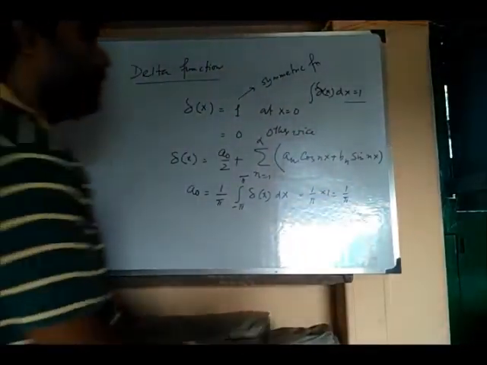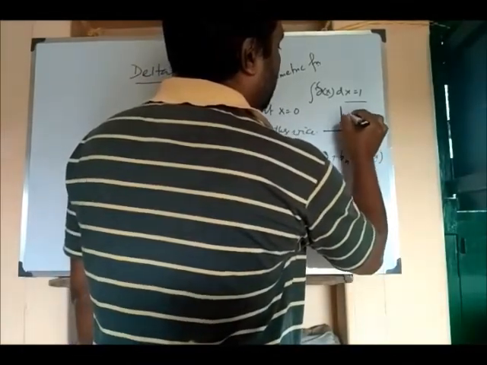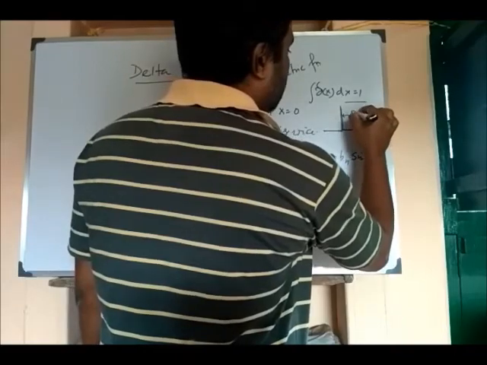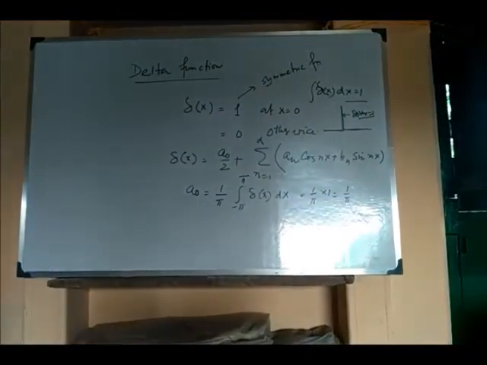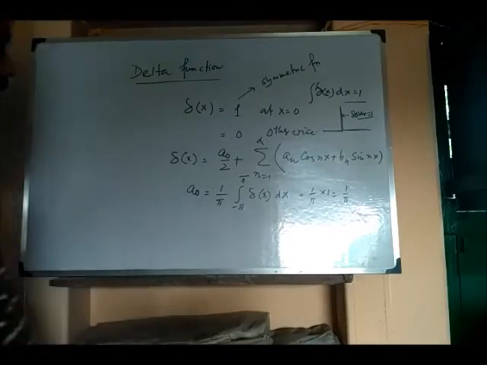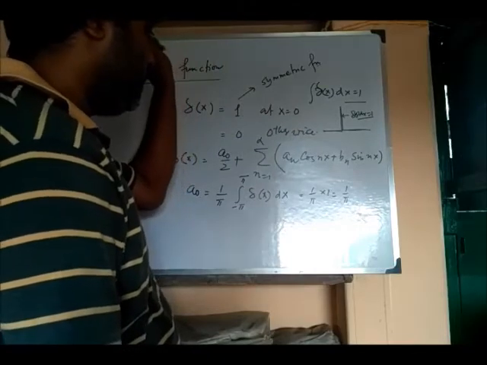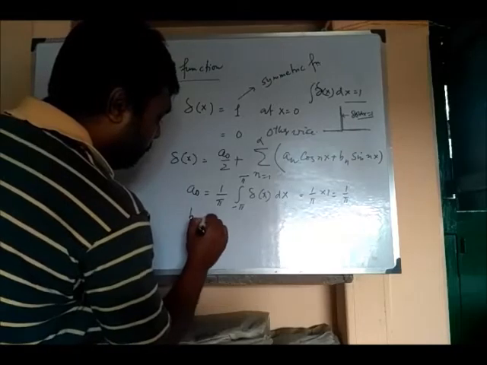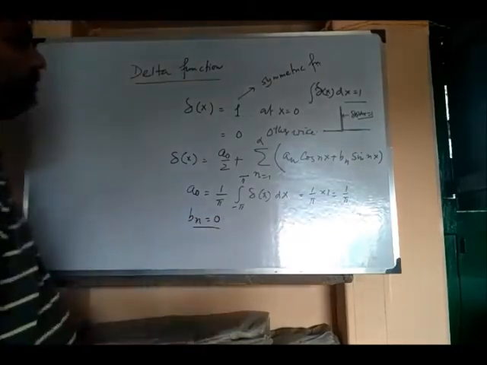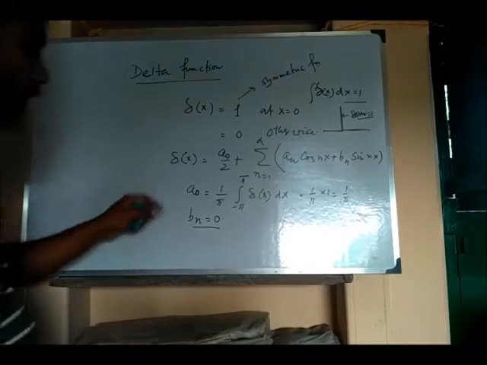Right? So for any delta function, the area, the integral of delta x dx, becomes 1 always if you integrate it in a closed interval. Now, as this is a symmetric function, I can easily say that bn becomes 0 for this function. So bn equals 0. Okay. Now, what will be the value of an?